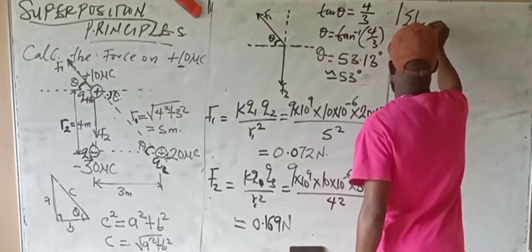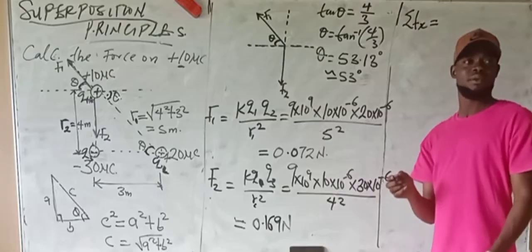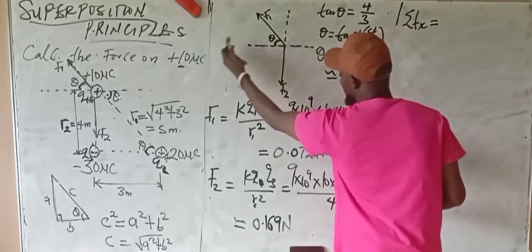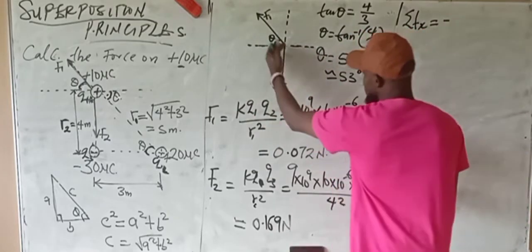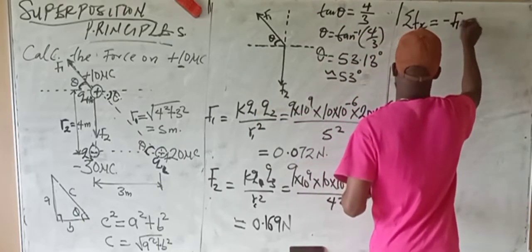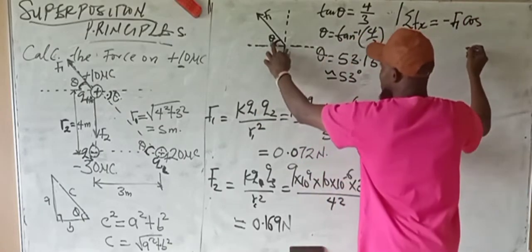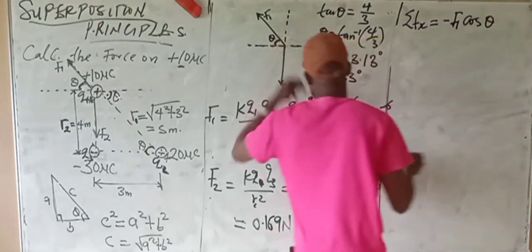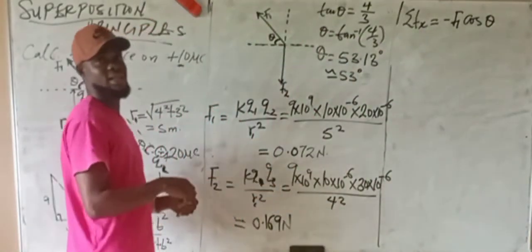What is the force in the x direction? The force in the x direction will be, let's go to the negative side. If I take the minus side, this is negative F1 cos theta, the angle between that F1 and the x-axis. That's how we do it.